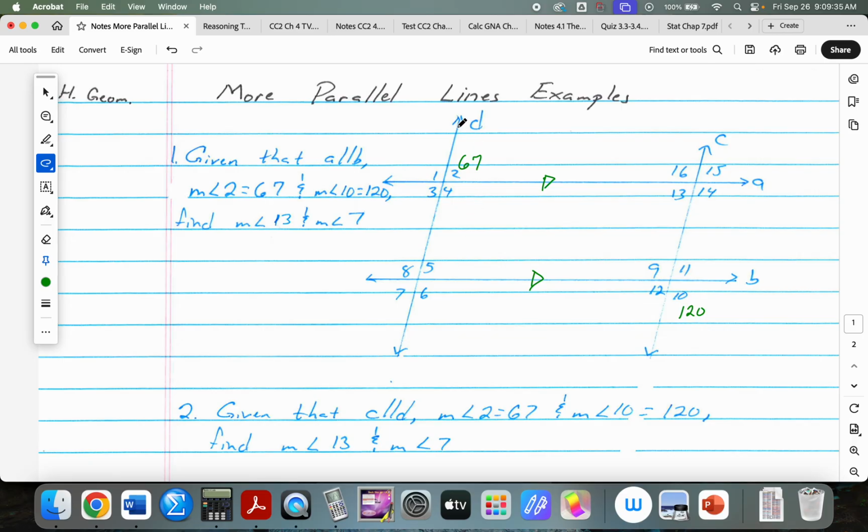The transversal is crossing the two parallel lines. Yes, we want the transversal to cross the parallel lines. So this angle will be 67. And so angle 6 is 67.